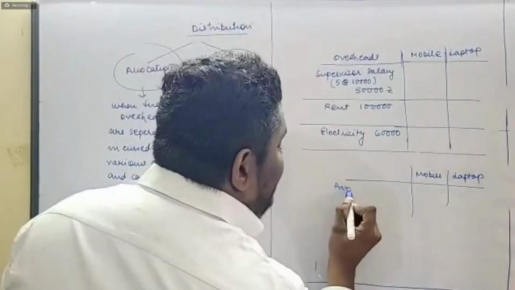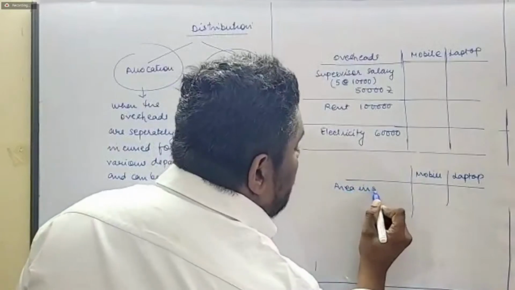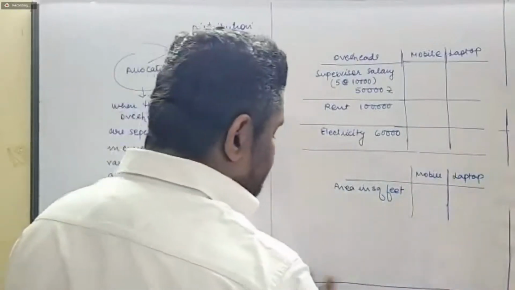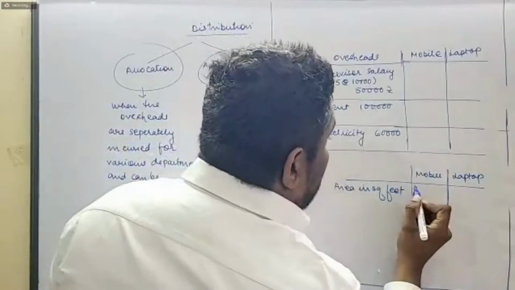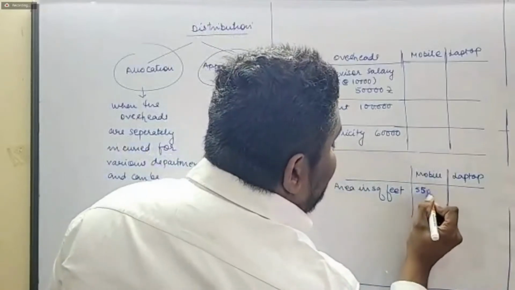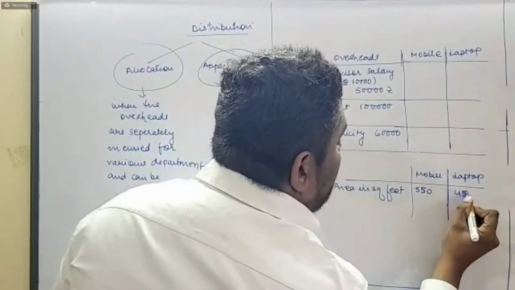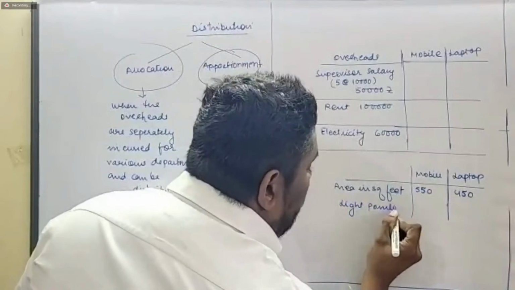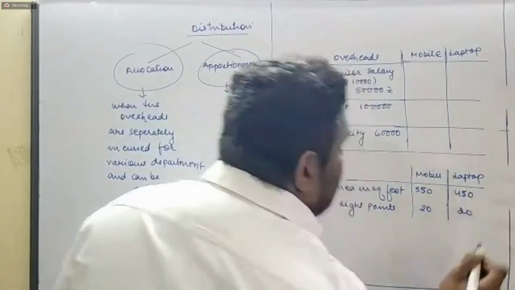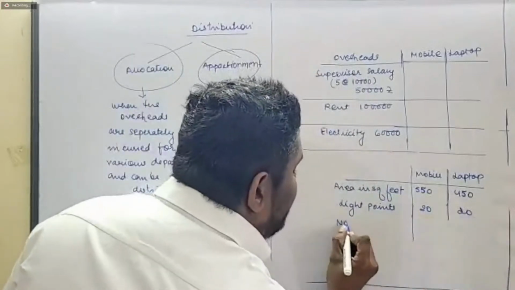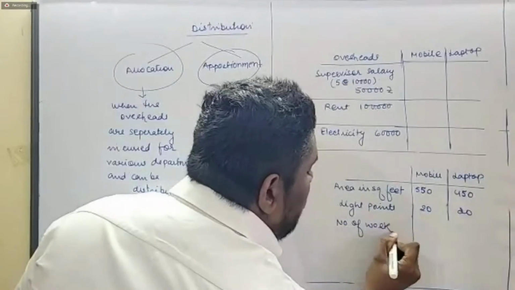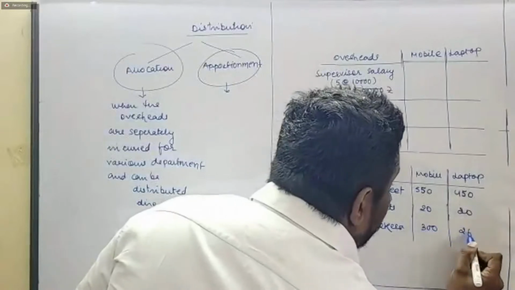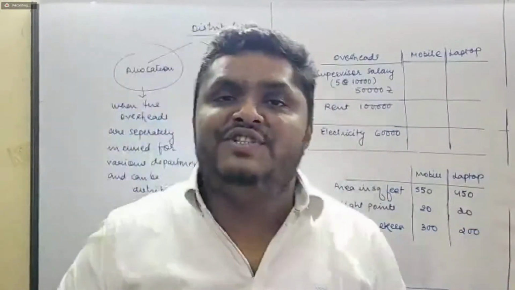Let's say area in square feet is given: $550 and $450. Further, light points are also given: 20 and 20. Further, number of workers are also given. Let's say 300 and 200. So this information is given in the question.